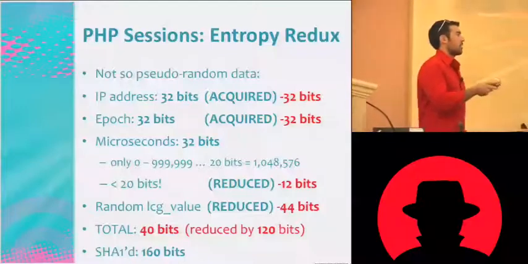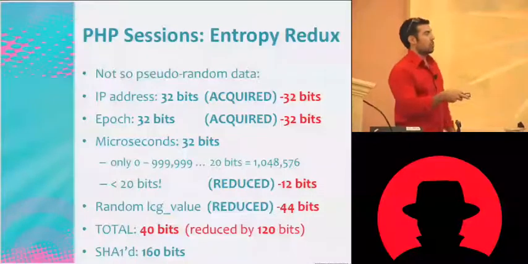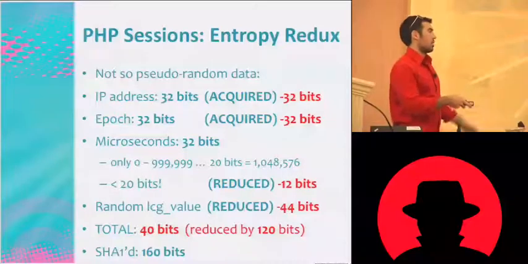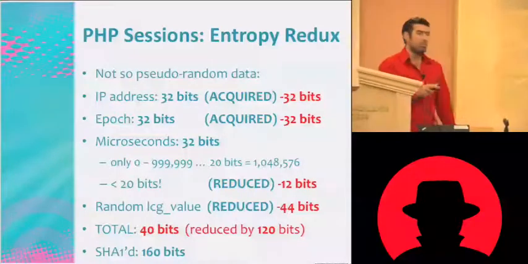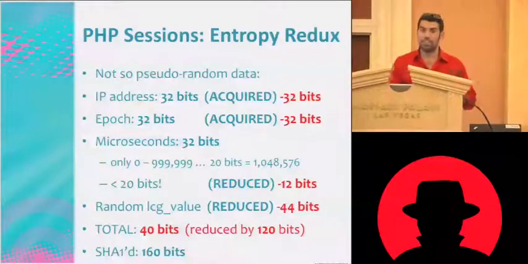So let's take a look. We've reduced everything but microseconds of when the cookie was established, and we've reduced everything but microseconds of when Apache or PHP started, so a total of 40 bits. We reduced 120 bits of entropy in that cookie. It's amazing. But wait, there's more.